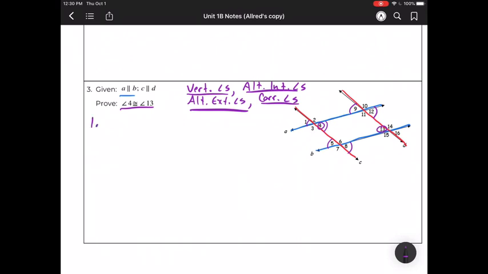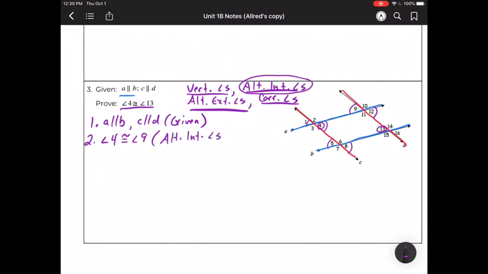So again, we're going to start our proof with the given. A is parallel to B. C is parallel to D. And that's given. Then we're going to connect angle 4 to another angle besides 13 that is congruent to 13 also. So I'm going to choose angle 9. I'm going to say angle 4 is congruent to angle 9 because those are alternate interior angles. And alternate interior angles are congruent when we have parallel lines.